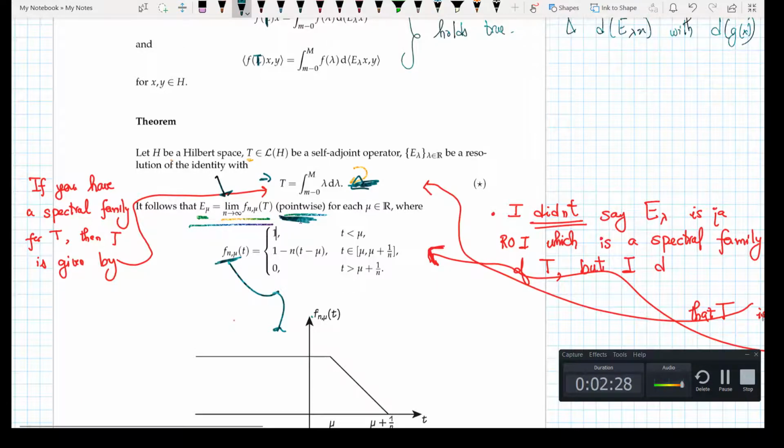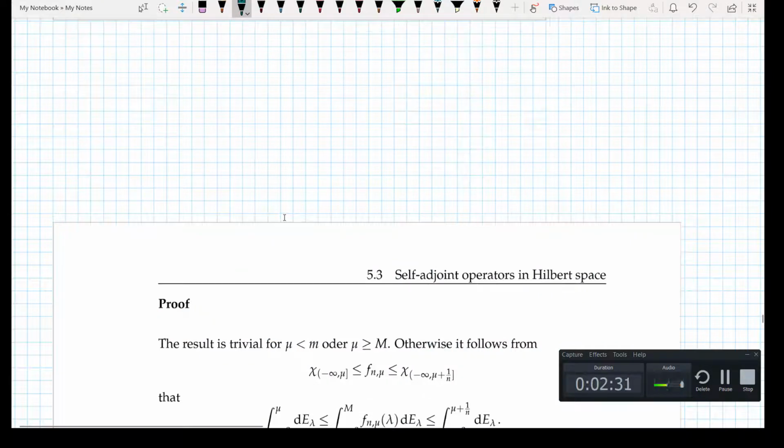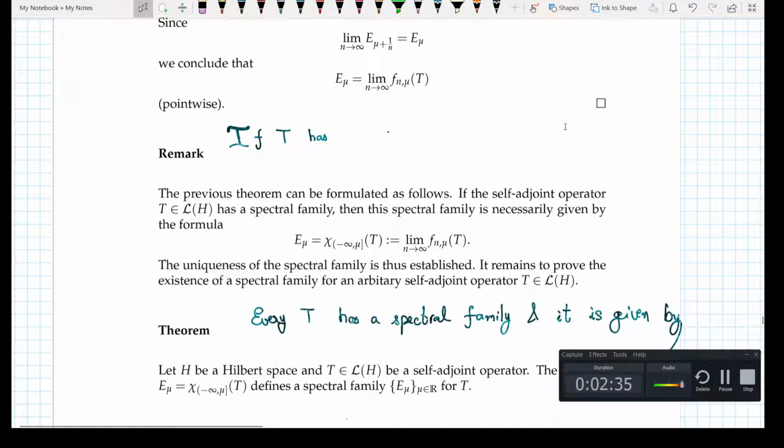The last thing that I would like to say is that every T has a spectral family. So all my previous theorems were based on T being a self-adjoint operator which has a spectral family. So essentially in this remark, I have to show that if T has a spectral family E mu, then it is necessarily given like this. It is unique. So all spectral families are unique. If T is self-adjoint and if T has a spectral family, then this spectral family is necessarily given by this, which means that it is unique. So spectral families are unique. Let me just write it down.